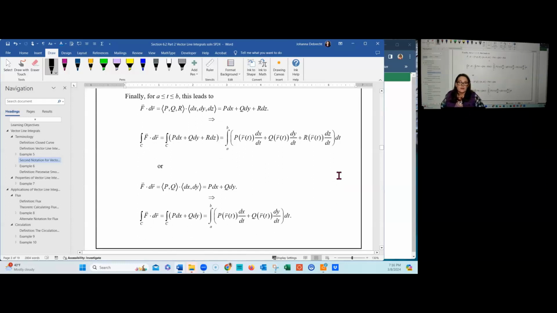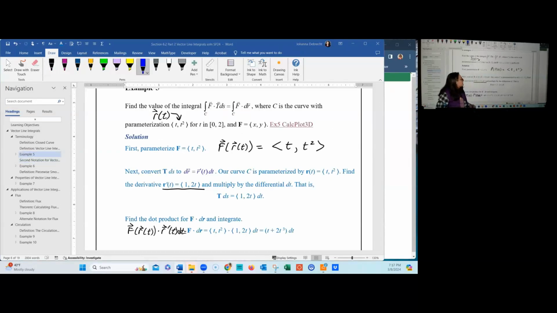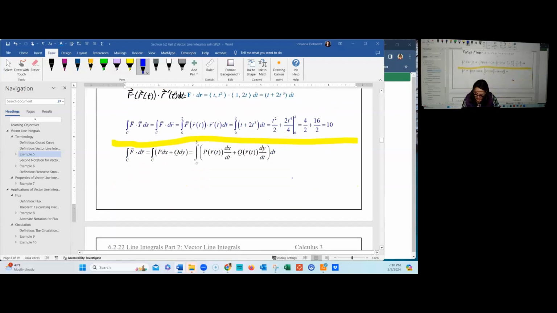Let's go ahead and pause here to go back to the previous example and apply this second notation to the work we did there to see how it does, in fact, give us the same result. In our previous example, the vector field was given to be ⟨x, y⟩. That means P is equal to x and Q is equal to y. Let's go ahead and make note of that now. P equals x, Q equals y.